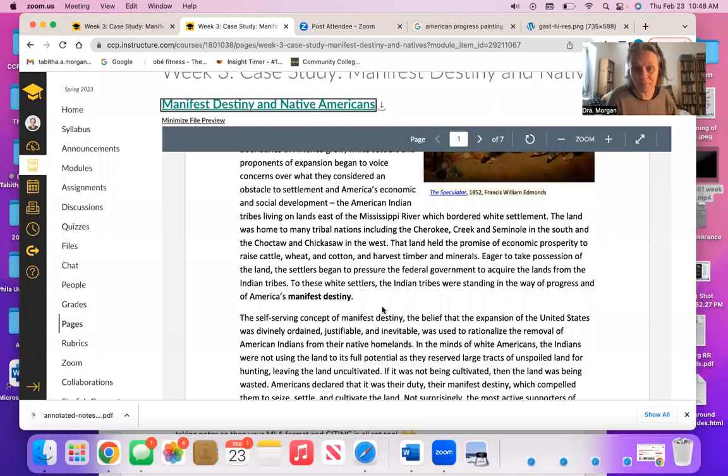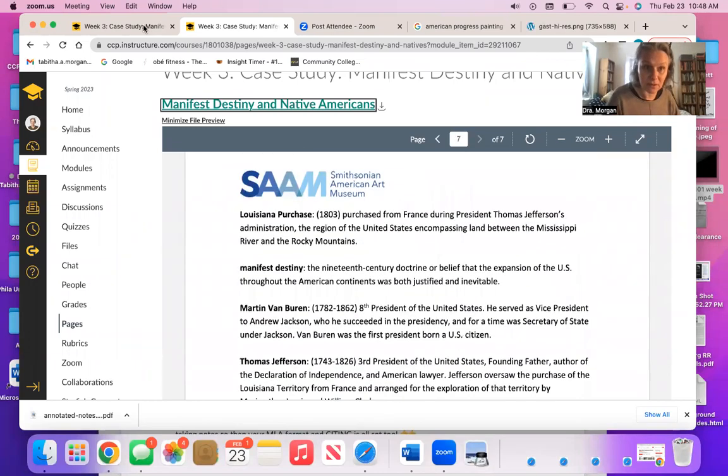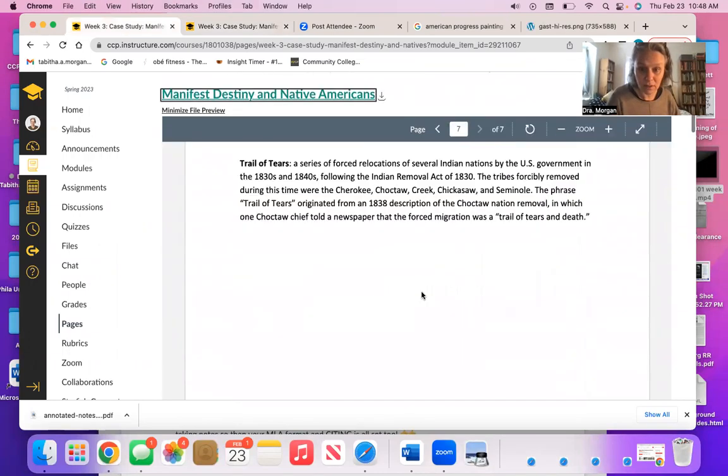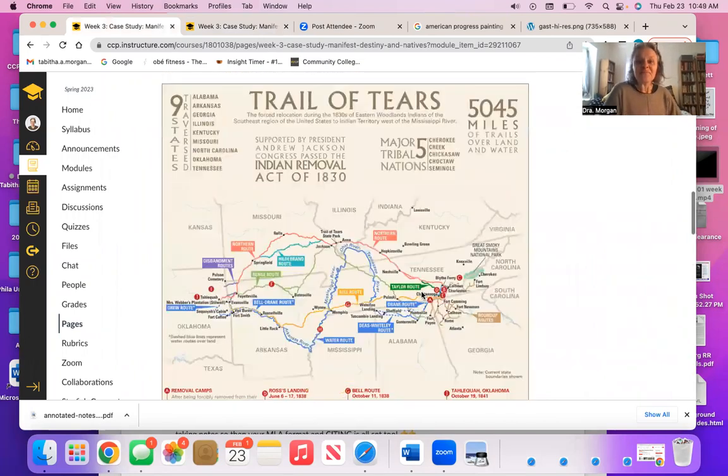Andrew Jackson decides not only should manifest destiny be a way of thinking, but it should also be the law. So he creates the Indian Removal Act of 1830. And it literally removes the Native Americans from their land.